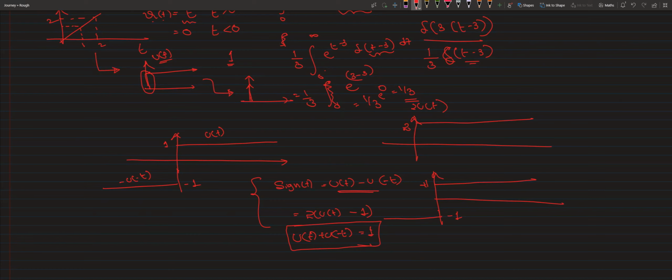Next one is the real exponential. If you have e power a t and a is negative, then it is a negative exponential. If a is positive, you have a positive exponential. In the same way, e power plus or minus j omega naught t is represented as a complex sinusoid. And e power sigma plus j omega t is mentioned as a complex exponent.